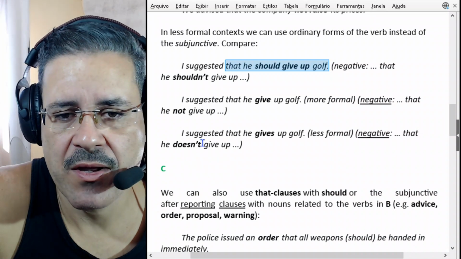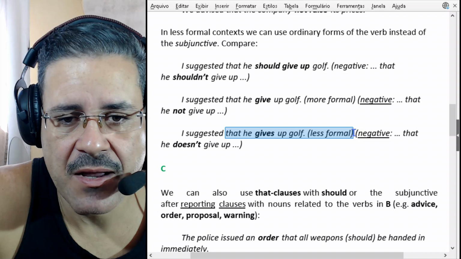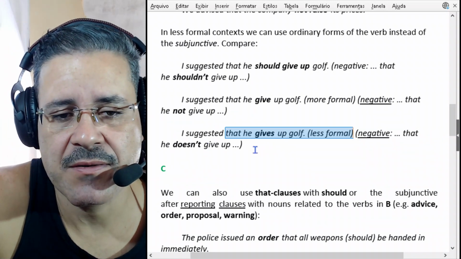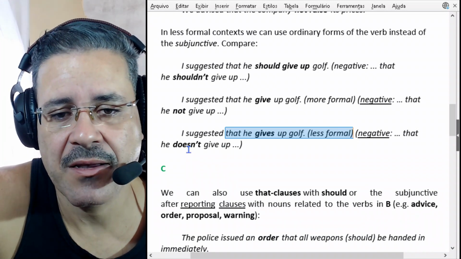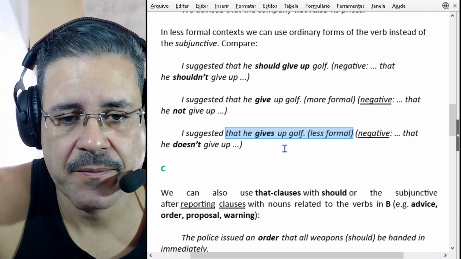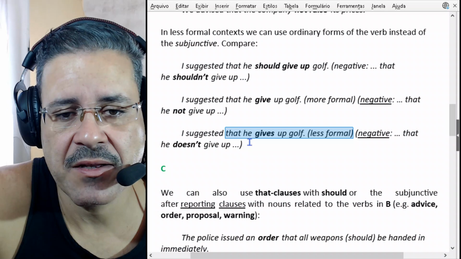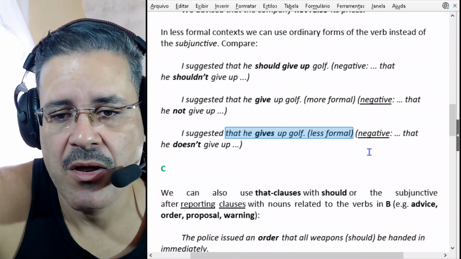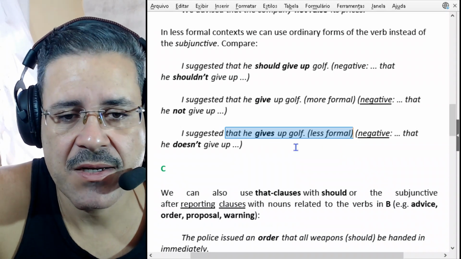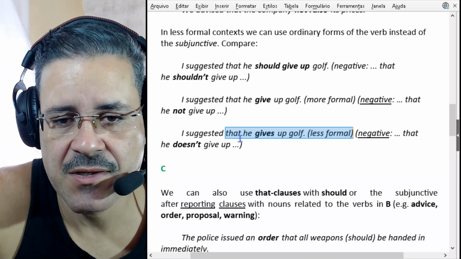More informal, we can say, I suggested that he gives up golf. This is in the present simple. I suggested that he gives up golf. So we've got it because it's in the present for the third person singular. Less formal. Negative: I suggested that he doesn't give up golf. So we've got the simple present here.